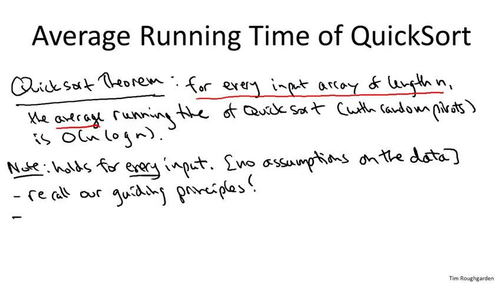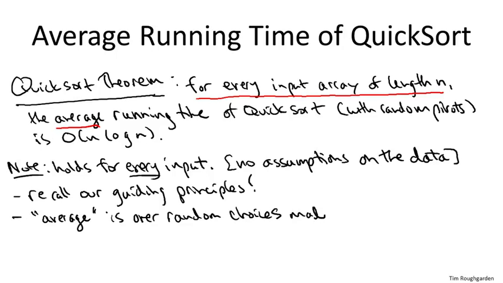Now, the word average does appear in this theorem, and as I've been harping on, this average is not over any assumptions on the data. We're certainly not assuming that the input array is random in any sense. The input array can be anything. So where is the averaging coming from? The averaging is coming only from randomness which is internal to our algorithm. Randomness that we put in the code ourselves, that we're responsible for.